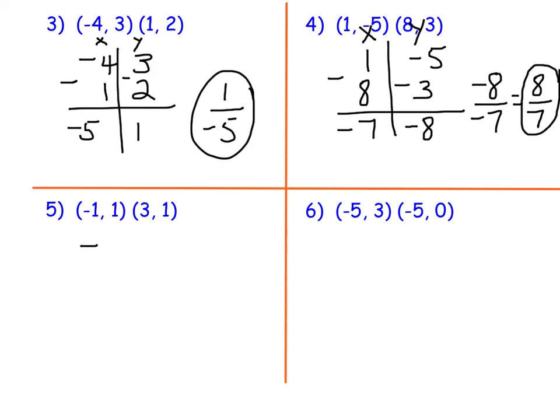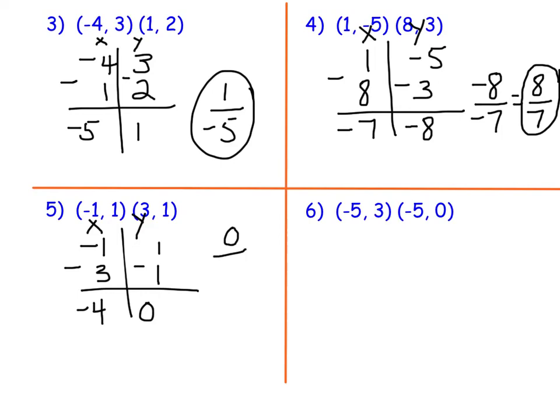Number 5, we have -1, 1, and 3, 1. Here's our x, here's our y. First, we take -1 minus 3, and that's -4. And 1 minus 1 is 0. When I write my slope, I end up with 0 over -4. Now, I'm not sure if that equals 0 or if that equals undefined.